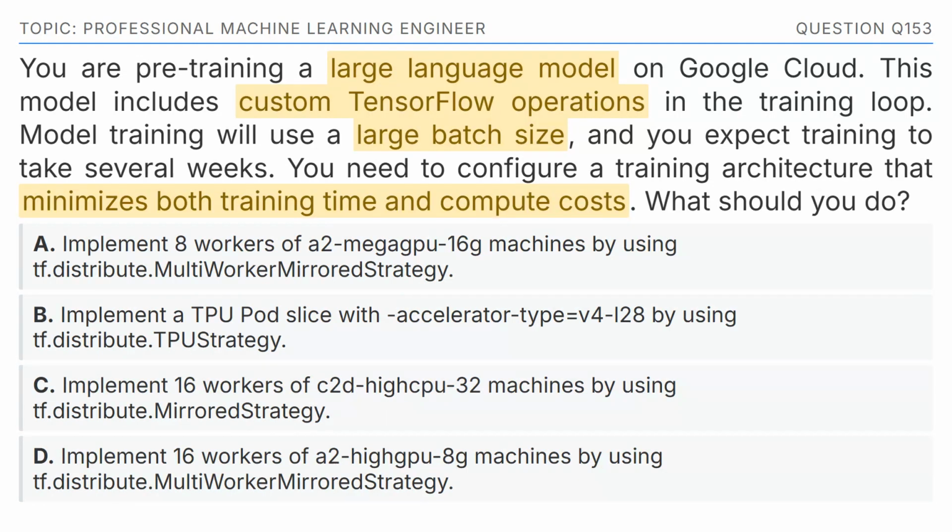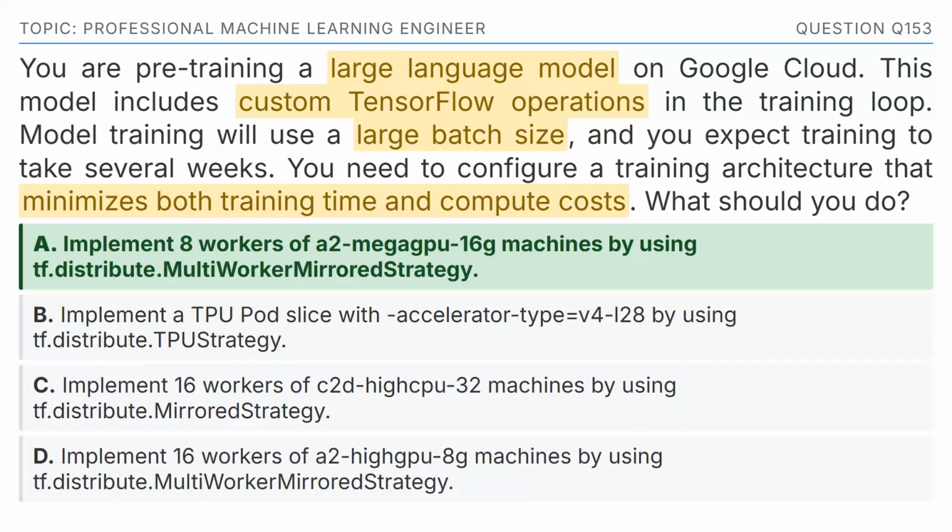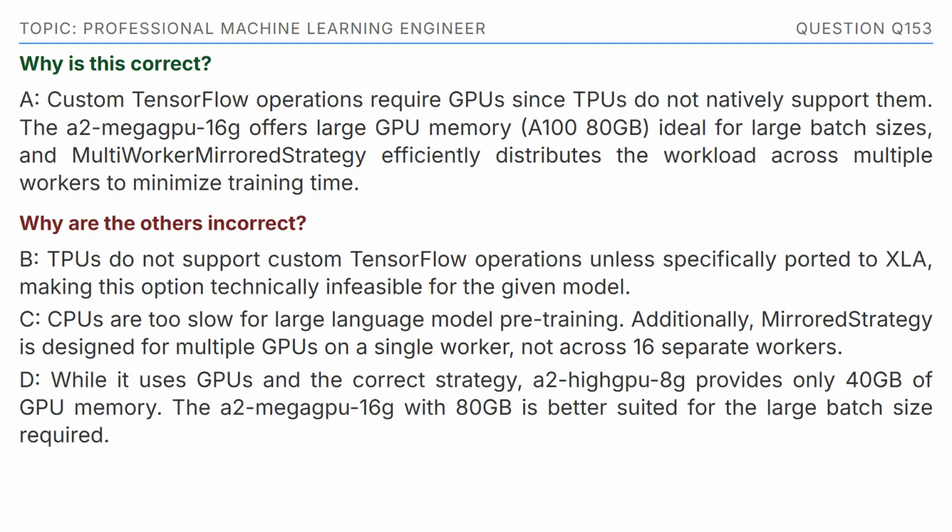To arrive at the correct answer, we focus on the keywords: large language model, custom TensorFlow operations, large batch size, minimizes both training time and compute costs. The correct answer is option A, implement 8 workers of A2 megagpu 16G machines by using tf.distribute.MultiWorkerMirroredStrategy. Why is this correct?